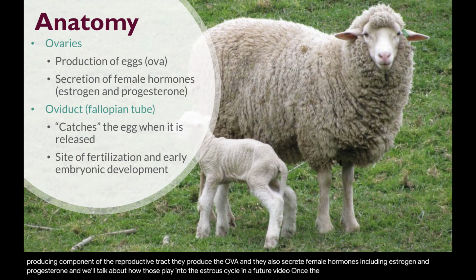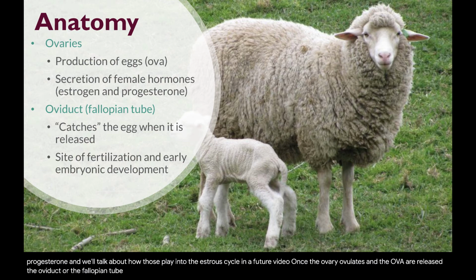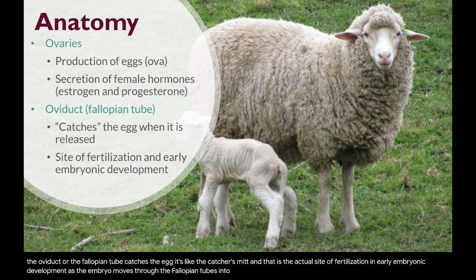Once the ovary ovulates and the ova are released, the oviduct, or the fallopian tube, catches the egg. It's like the catcher's mitt. And that is the actual site of fertilization and early embryonic development as the embryo moves through the fallopian tubes into the uterine horn.